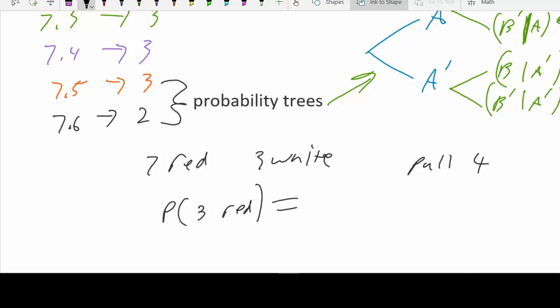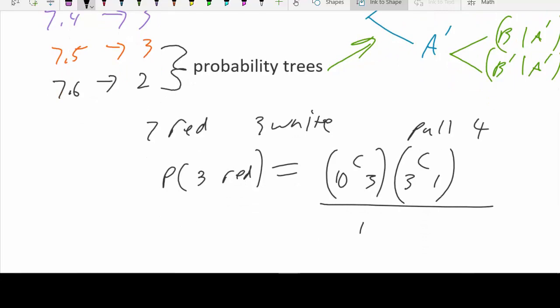Well, the probability would be out of the 10 marbles, I need 3 reds. But I'm pulling a total of 4 marbles. So therefore, out of the remaining white marbles, the 3 white marbles, I need to pull one of those. Now, the denominator was just out of 10, I need to just choose 4 marbles. Write that down on your paper.